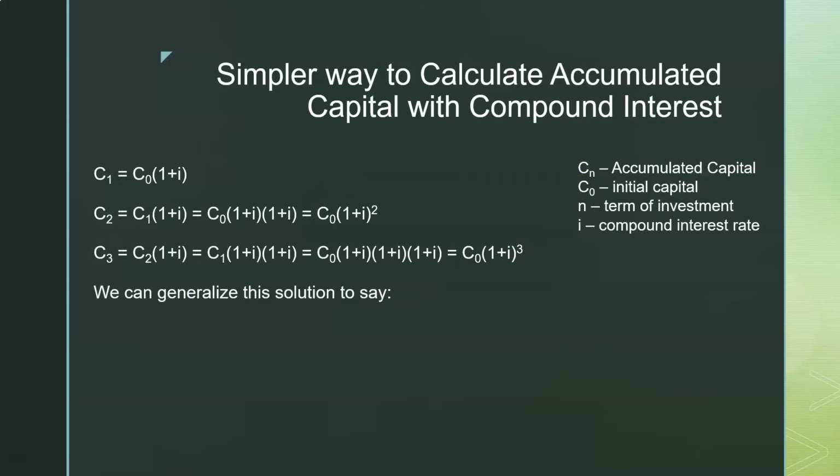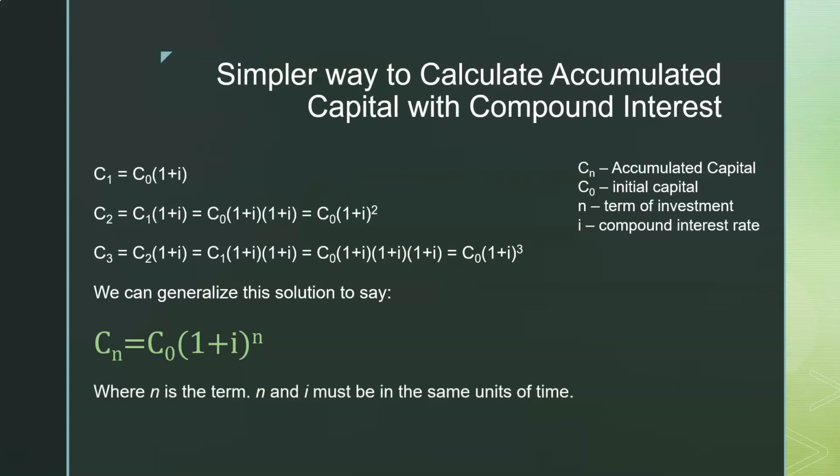So of course, we can generalize this solution to say that the accumulated capital is equal to the initial capital times (1 + i) to the exponent n, where n is the term of the loan or the lending, and n and i must be in the same units of time. So n can be in months, half years, or years, days, minutes, whatever.